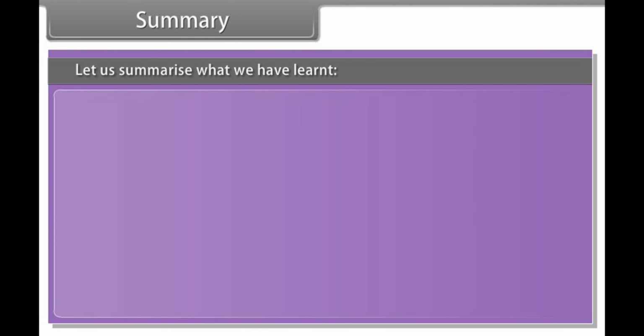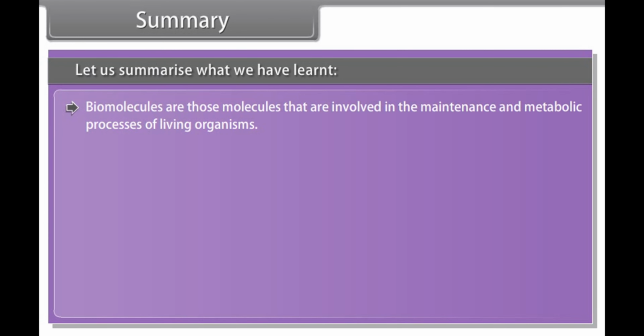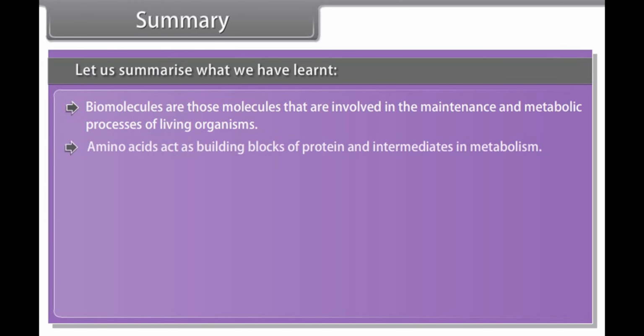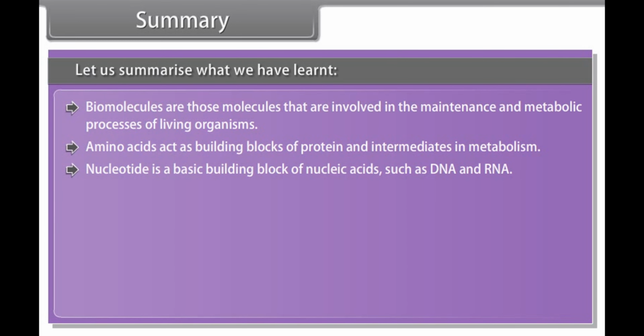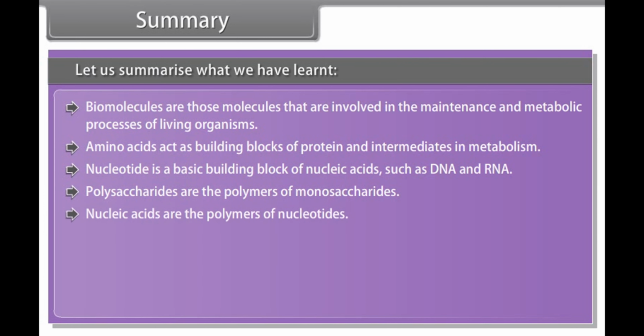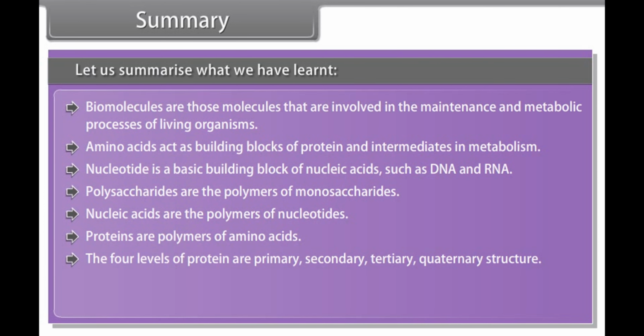Summary. Let us summarize what we have learned. Biomolecules are those molecules that are involved in the maintenance and metabolic processes of living organisms. Amino acids act as building blocks of protein and intermediates in metabolism. Nucleotide is a basic building block of nucleic acids such as DNA and RNA. Polysaccharides are the polymers of monosaccharides. Nucleic acids are the polymers of nucleotides. Proteins are polymers of amino acids. The four levels of protein structure are primary, secondary, tertiary, and quaternary.